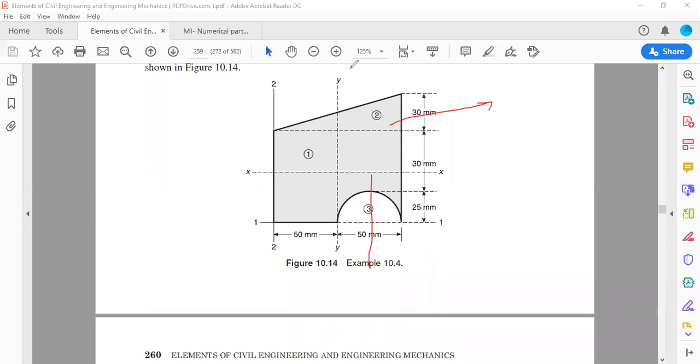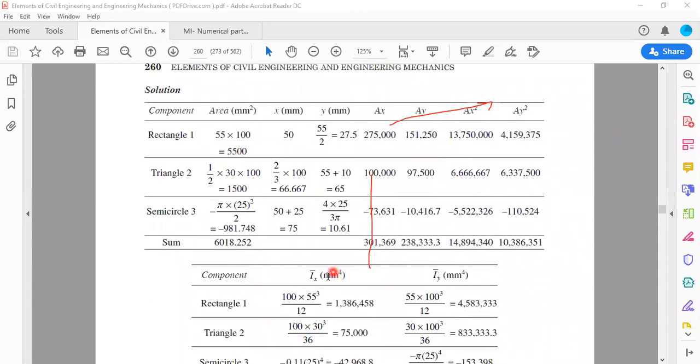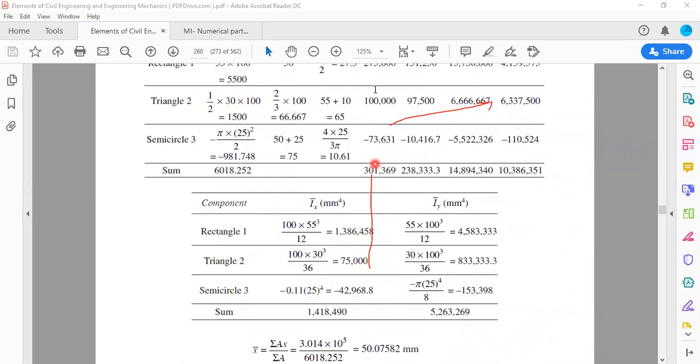You will see the same things here. I'll put it in the form of a tabular column. Area, x and y are your centroidal distances. Ax and ay, I'll multiply the area into x and y. Then ax square, ay square, and then we have the moment of inertia equations over here. Okay, so we can directly look into the moment of inertia equations.